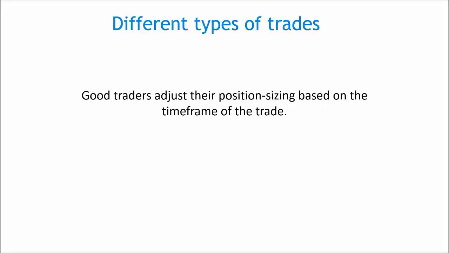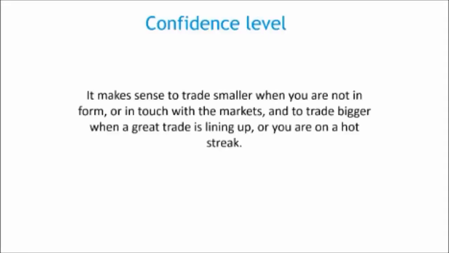Different types of trades. Good traders adjust their position sizing based on the time frame of the trade. If they are more active, they tend to trade smaller, whereas traders who take a longer term approach will be more comfortable with a larger degree of risk on the position. Confidence level. It makes sense to trade smaller when you are not in form or in touch with the markets, and to trade bigger when a great trade is lining up, or if you are on a hot streak.